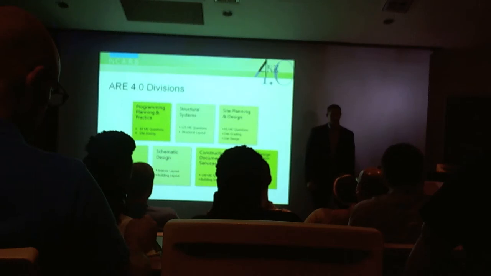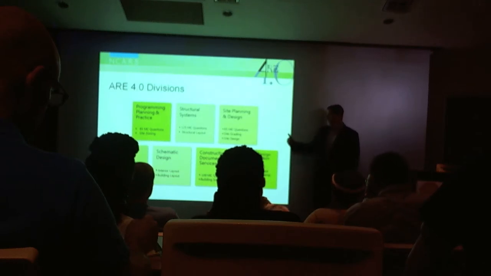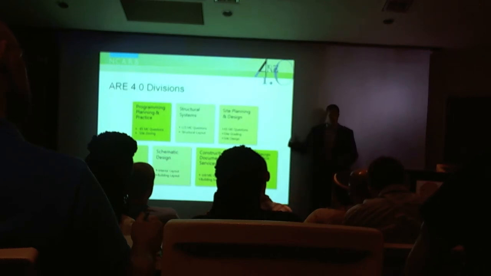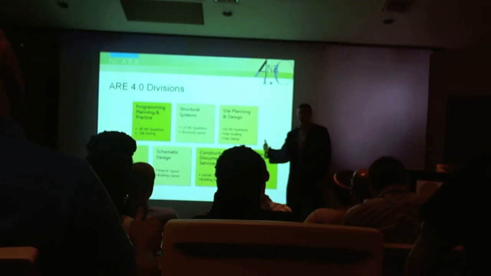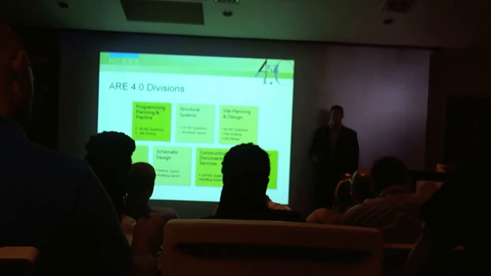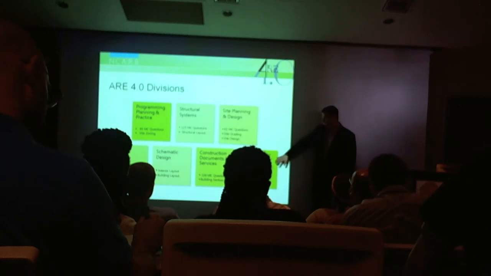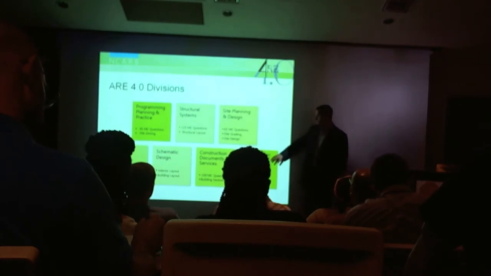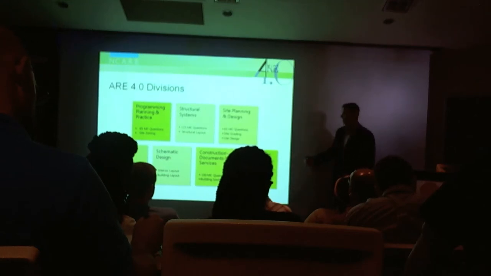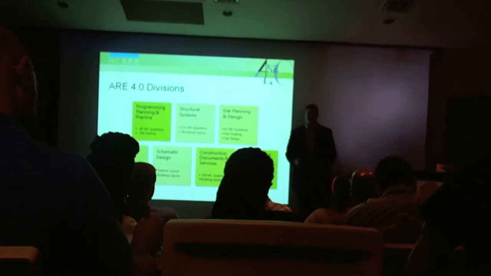The other thing to keep in mind is that each division is pass-fail. If you fail a particular division, you have to wait 6 months before you take that particular division again. So if you fail building, design, and construction, you have to wait 6 months before you take it again. But you can take all the others while that 6 months is elapsing. Whatever order you take them in is up to you.